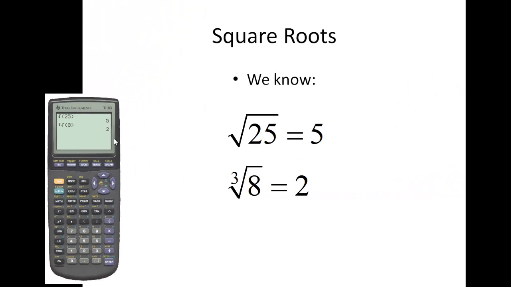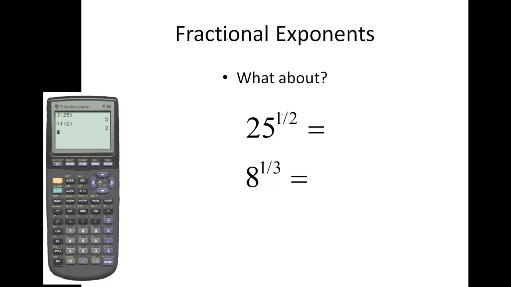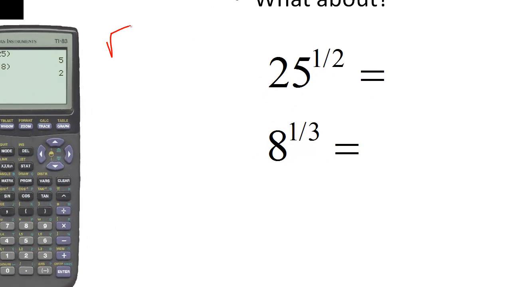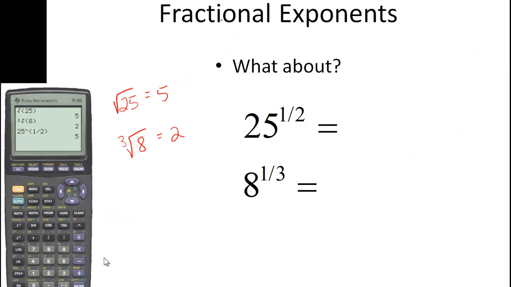We're going to use that information in just a moment to see what happens when we have fractional exponents. What if we have 25 to the 1/2 power? Let's remind ourselves that the square root of 25 is 5 and the cube root of 8 is 2. Now let's plug in 25 to the, I need parentheses here, 1/2 power, to tell the calculator that the whole quantity, 1 divided by 2, is the exponent. And I get 5. Aha!